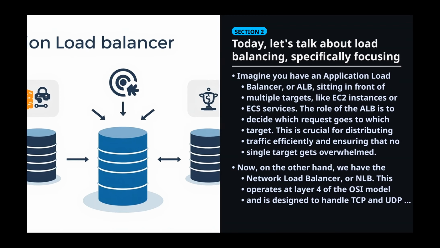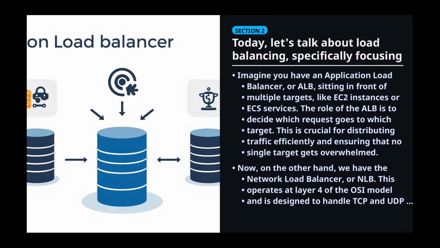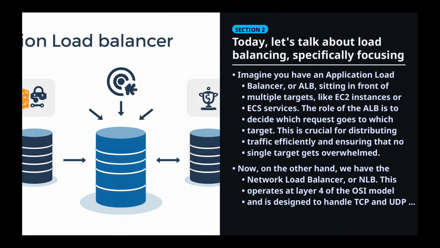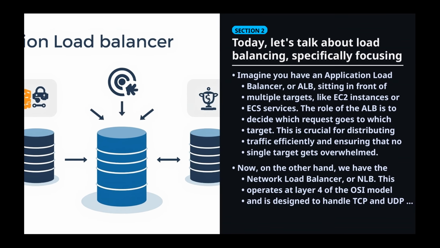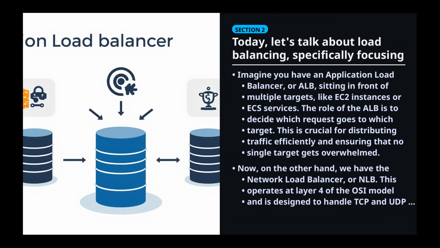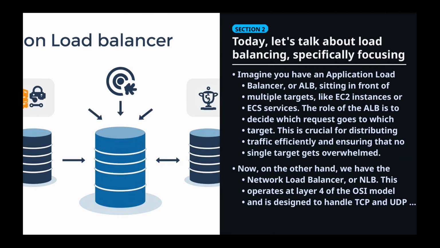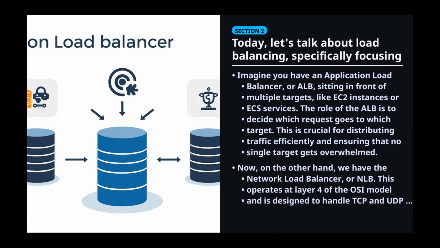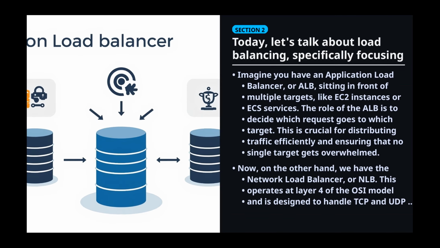architecture. Imagine you have an application load balancer, or ALB, sitting in front of multiple targets, like EC2 instances or ECS services. The role of the ALB is to decide which request goes to which target. This is crucial for distributing traffic efficiently and ensuring that no single target gets overwhelmed.